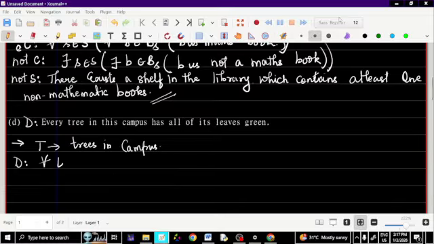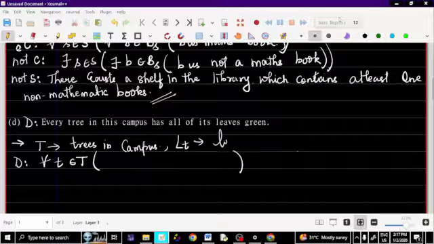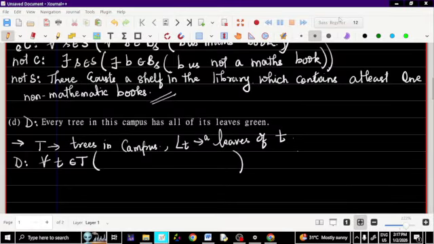So for all t in T, what will happen? All its leaves are green. So of this tree small t, I have to look at all leaves. So all the leaves of t. Set of all leaves of the tree small t. So for all l in Lt, that means for all leaves of the tree small t, l is green. So both the quantifiers are universal.